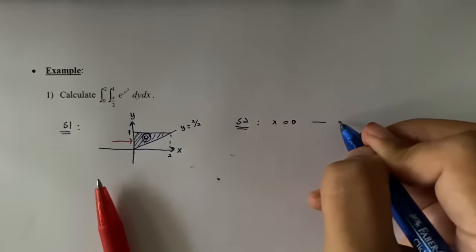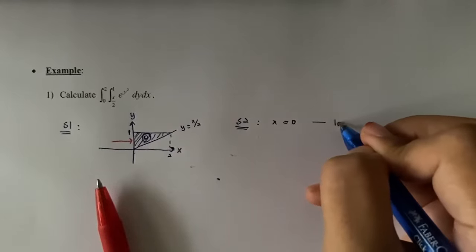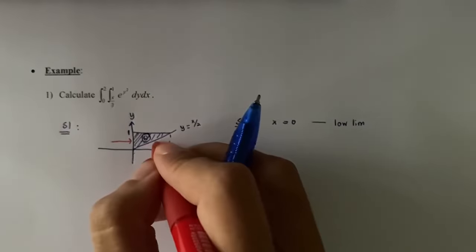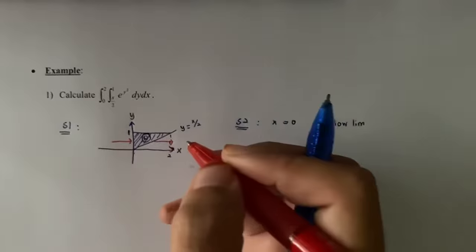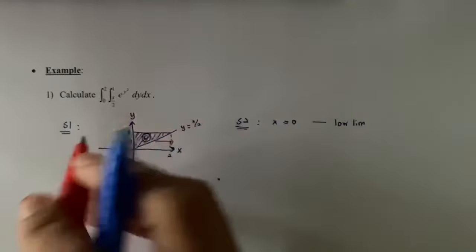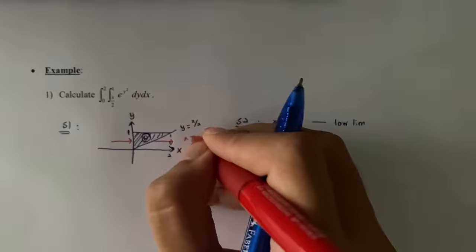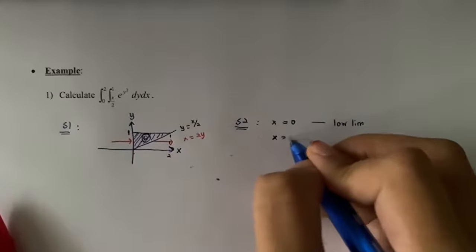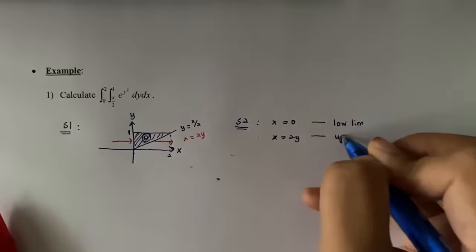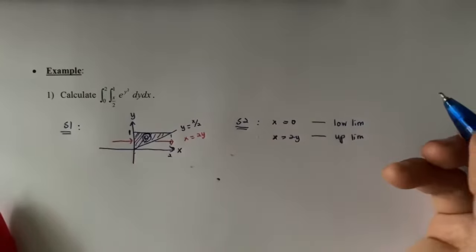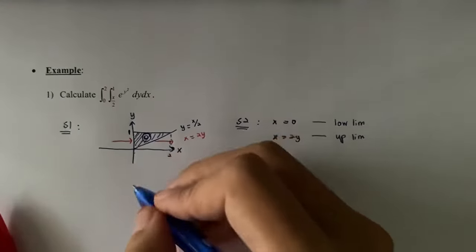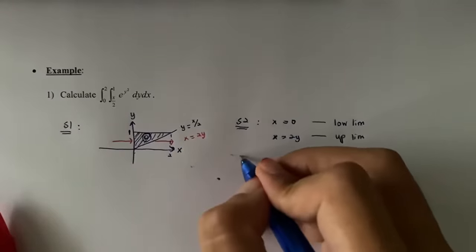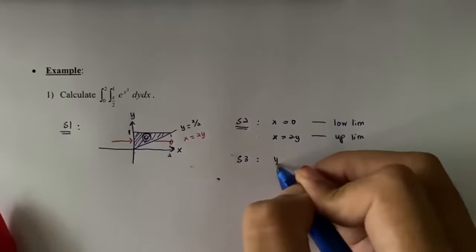This is the lower limit of x. And then it leaves the region from this line, which is x equal to 2y. Okay, so x equal to 2y is the upper limit for x. Instead of using the vertical line, now we use the horizontal line. And the third step is to find the limit for y.